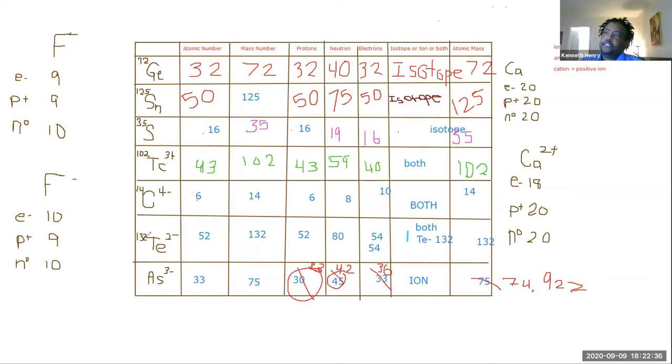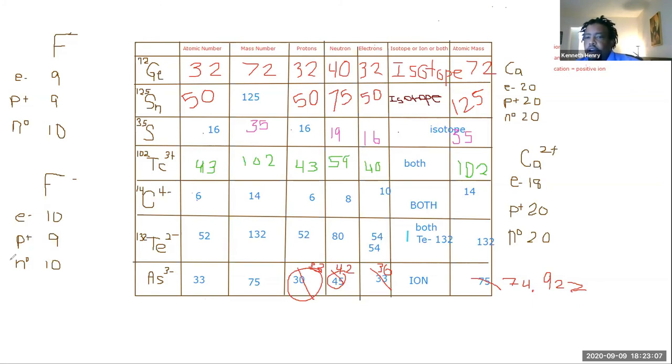Okay, so let's talk about these last two, right? We'll just talk about this last one, and then we'll work on that. The atomic number is always going to be the same. If it has an atomic number of 33, that tells you also the number of protons. Protons will never change. Your atomic number and your proton number should be exactly the same.